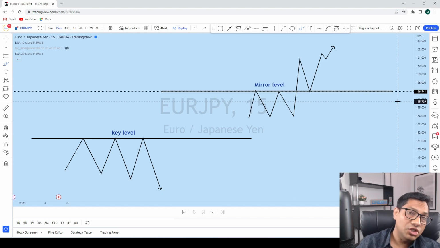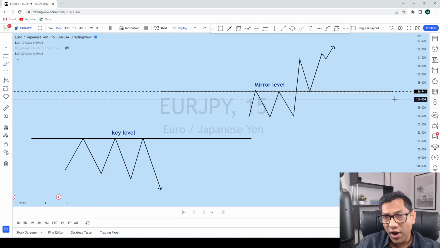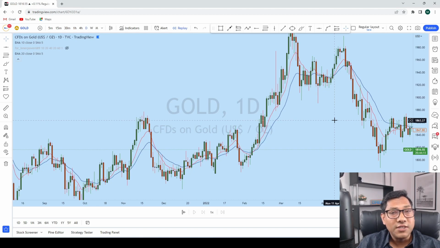With that said, let's jump onto the real chart to find out how we can apply this concept in your scalping trading. Okay guys, so let's begin with gold. This is the daily chart. We'll find the level and then we'll jump onto the 5 minute chart to see how we can find a scalping trade in this important mirror level.